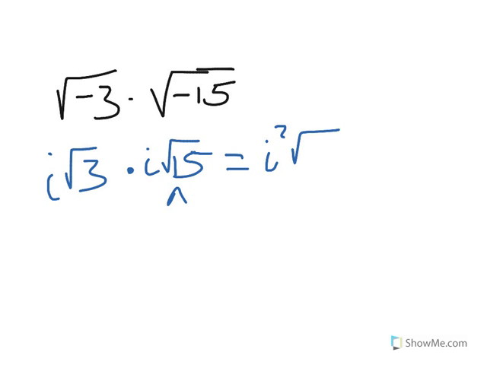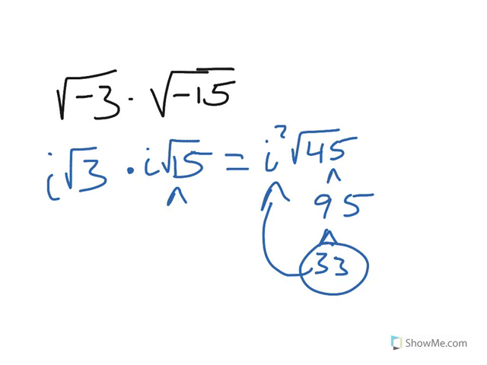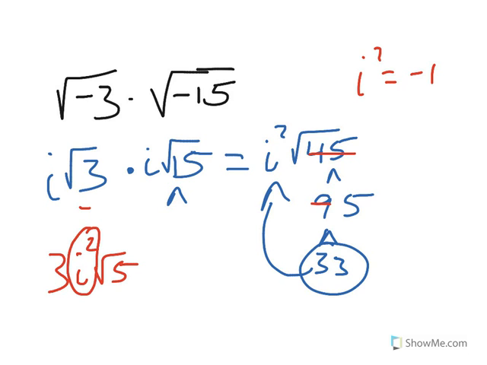So I have i squared times the square root of 45, and then I break down 45, so 9 times 5, break down 3 and 3, so a 3 is going to come out. I'm going to multiply whatever's there. So it's going to be 3i squared square root of 5. Since I have i squared, we know that i squared is equal to -1. So all that's going to do is replace that with -1. So 3 times -1 is -3. So -3 square root of 5.